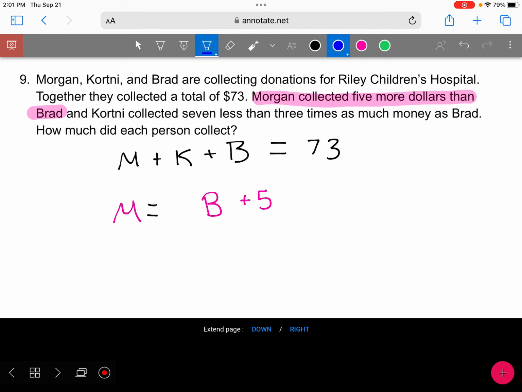The last one is the most complicated one. Courtney collected 7 less than 3 times as much as Brad. So we're going to do our 3 times as much as Brad first, and then remove 7. So we're going to take away 7. These friends are really extra in the way they write down how they collected their money. Holy cow.